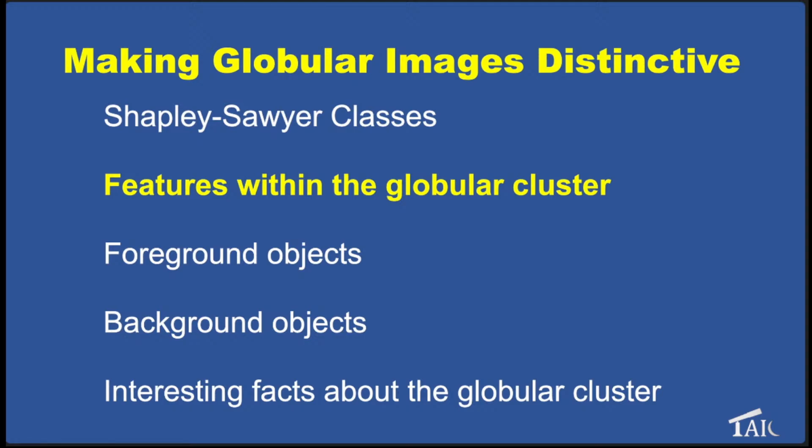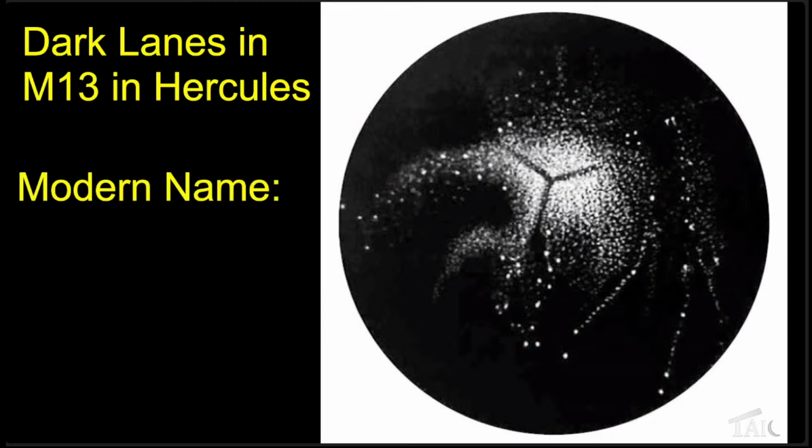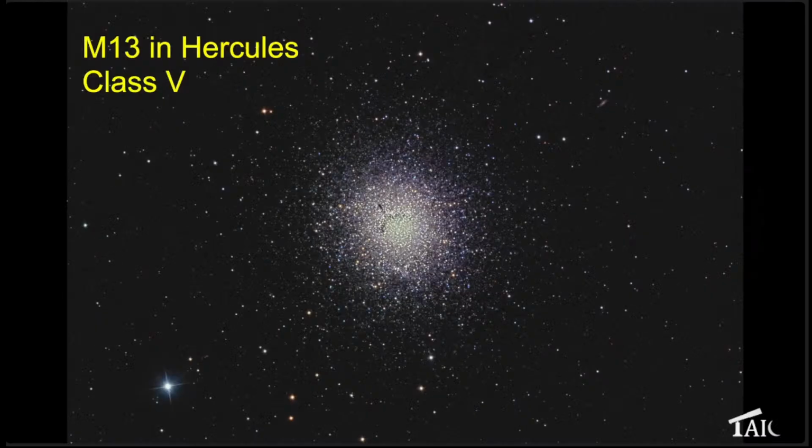And Eric's already mentioned one of the most important, and those are the dark lanes in M13 in Hercules. This is a drawing done in approximately 1850 by Irish astronomer Bindon Stoney using William Parsons' 72-inch Leviathan telescope at Birr Castle in Ireland. And what he noticed were these Y-shaped dark lanes inside the core of the globular star cluster. Now, the modern name of this, as Eric mentioned, is the propeller because it looks like 3 blades of a propeller. So this is my image of M13 in Hercules.